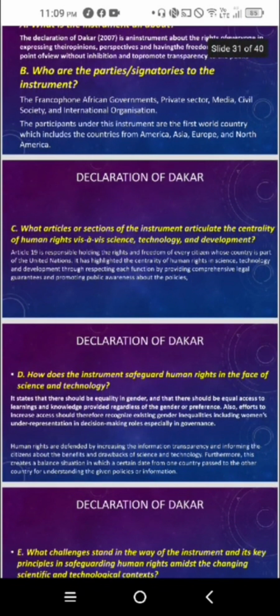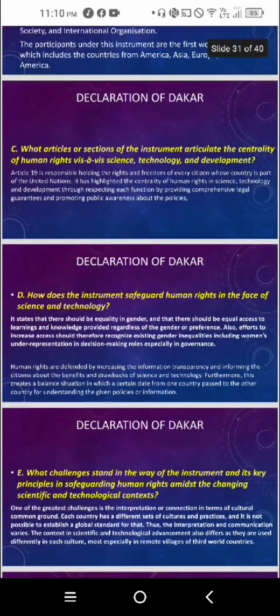Who are the parties signatories to the instrument? The Francophone African governments, private sector, media, civil society, and the international organizations. The participants under this instrument are the first world countries, which include countries from America, Asia, Europe, and North America.